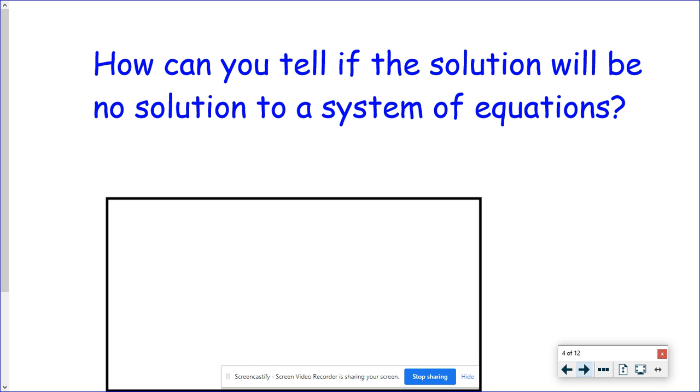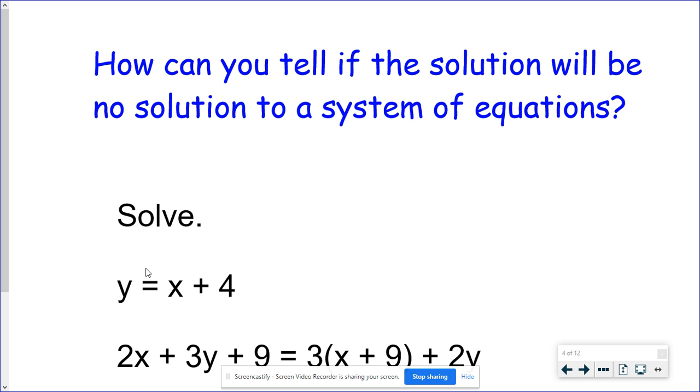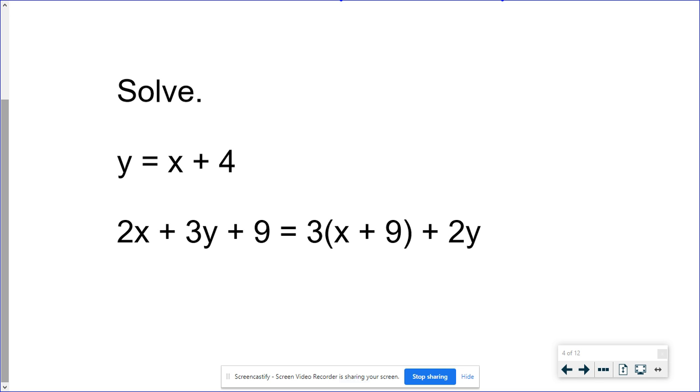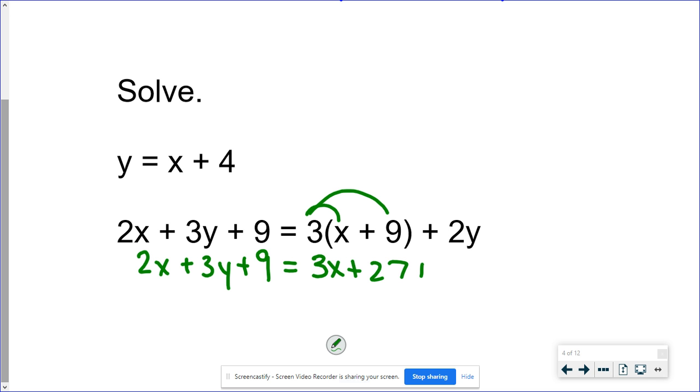For this problem, how can you tell if the solution will be no solution for a system of equations? We had one of those problems, right? It had the same slope, but it had different y-intercepts. So let's take a look at this one. The first equation is in slope-intercept form. Done, we're good, everybody's happy. In the second equation, we're going to have to distribute here. So I'll have 2x + 3y + 9 = 3x + 27 + 2y.